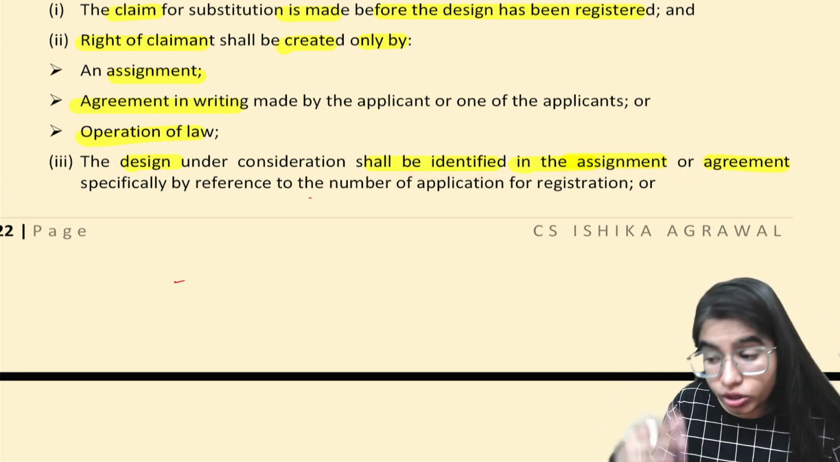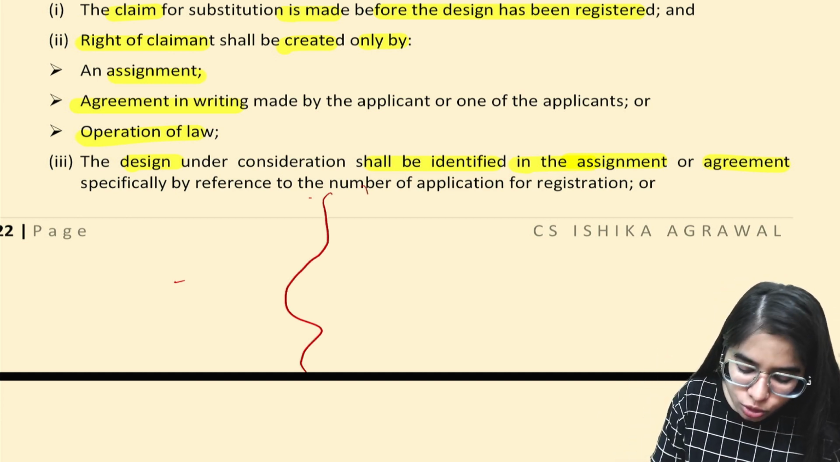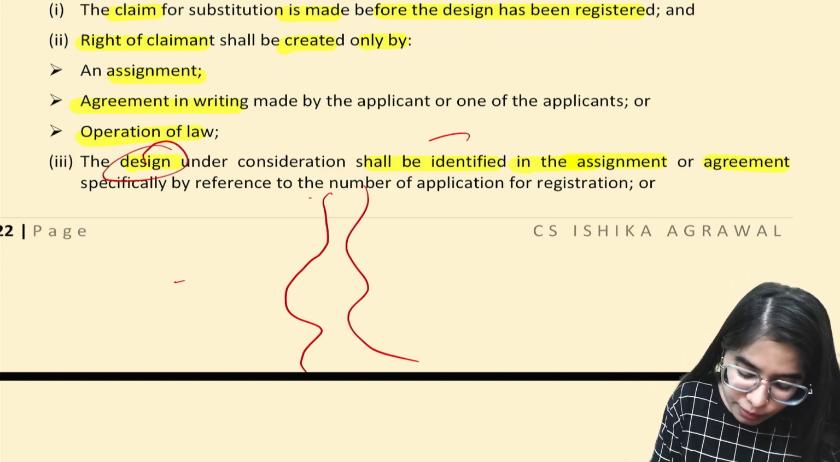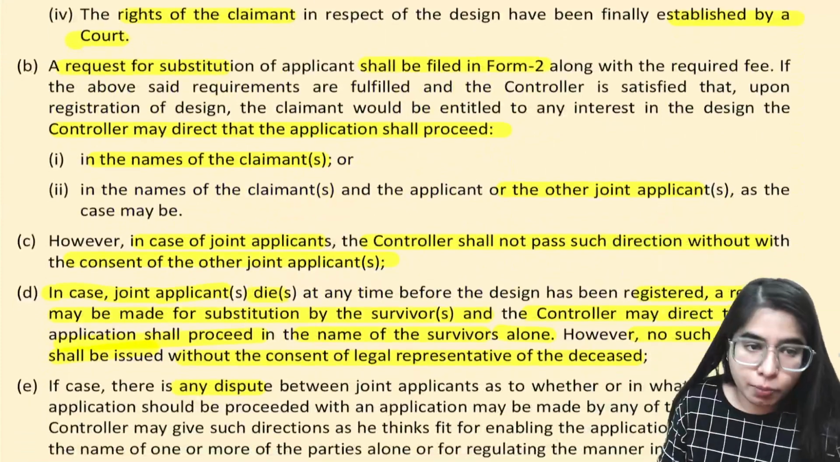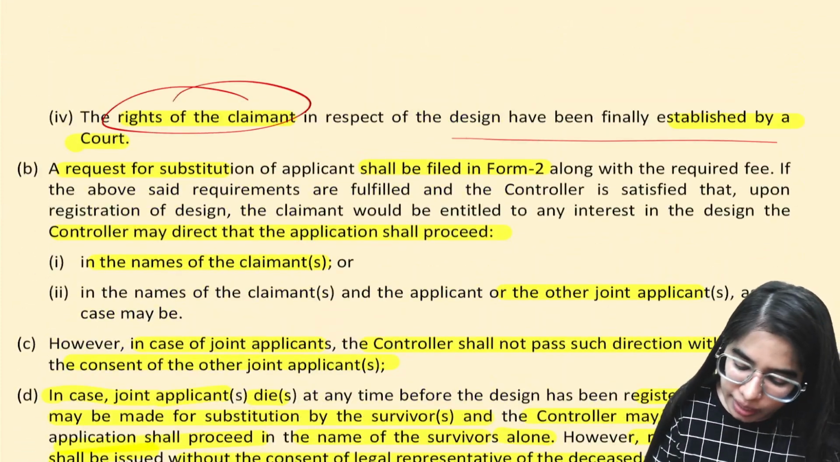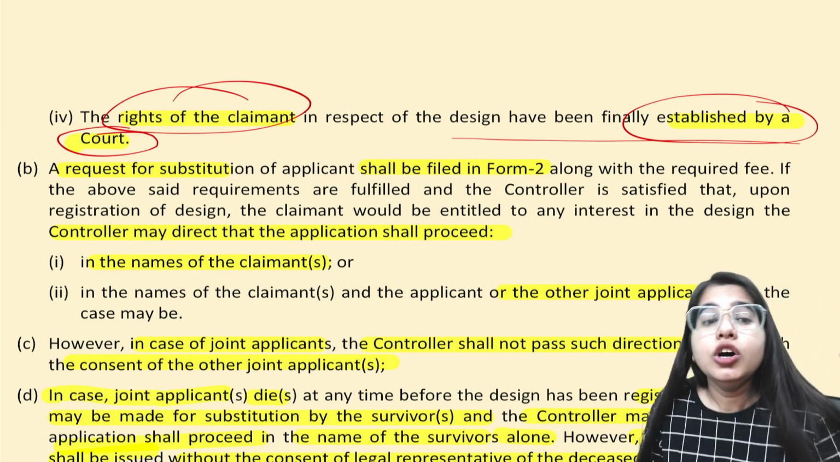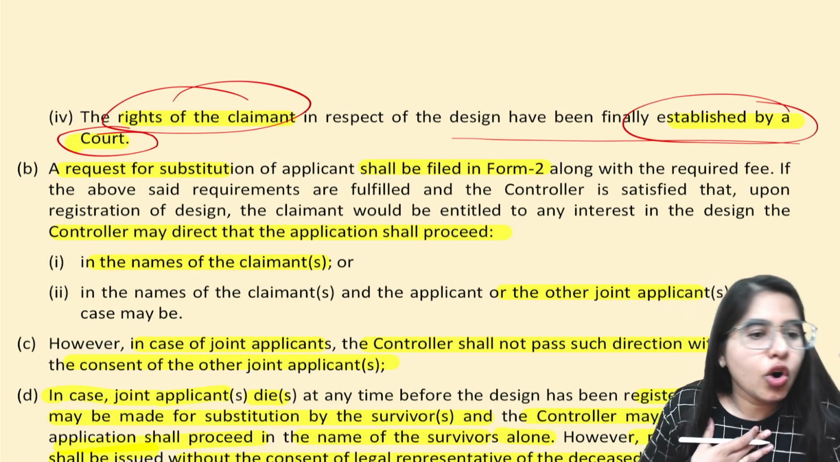Which design you want to transfer, that design has to be identified. This design, this shape of Coca-Cola bottle, this design I want to transfer. That design has to be identified properly. The design which you are assigning has to be identified. I am assigning to Pinky. And the right of the claimant will be established by the court. The court will decide finally whether my right will be transferred to Pinky or not.